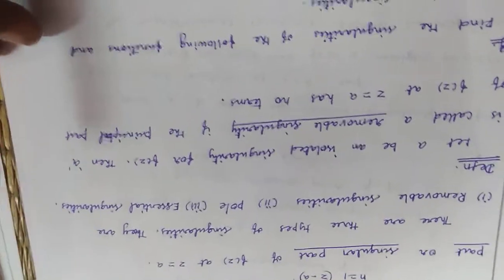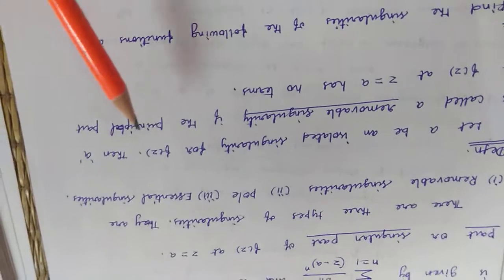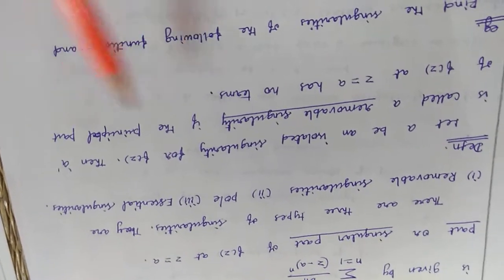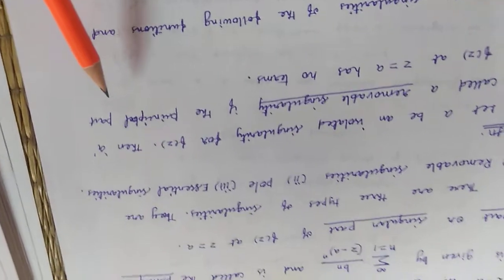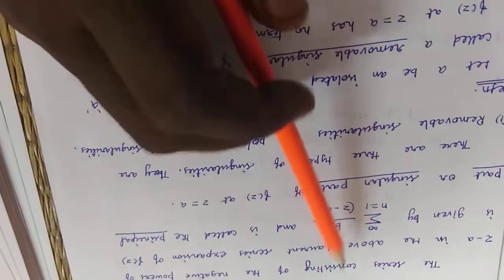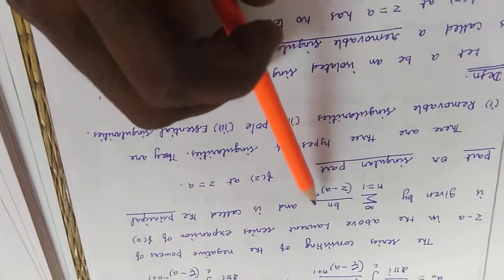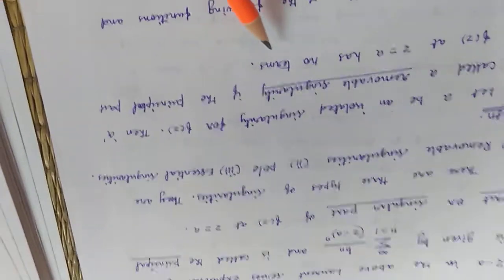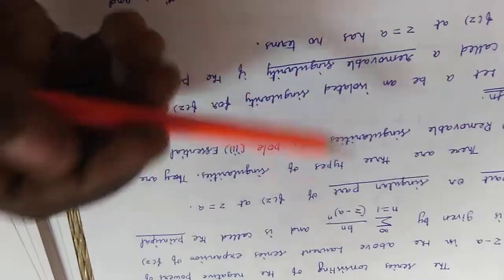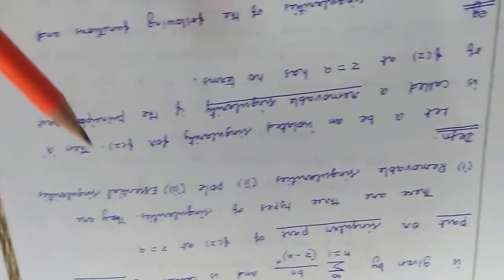First we define a removable singularity of a function f of z. The point A is called a removable singularity if the principal part, that is summation n equal to 1 to infinity bn by z minus a power n, has no terms. That is, no denominator terms are involved in the series. Then the point is a removable singularity.